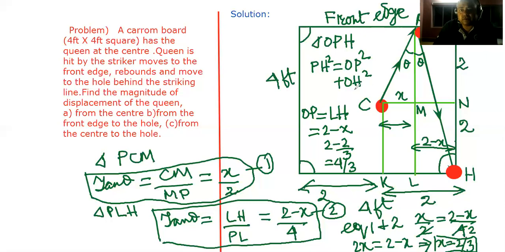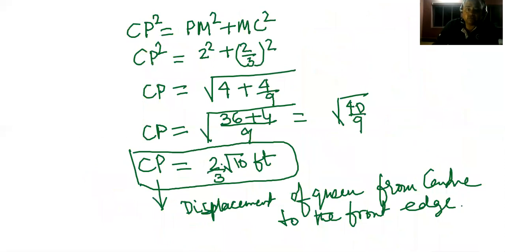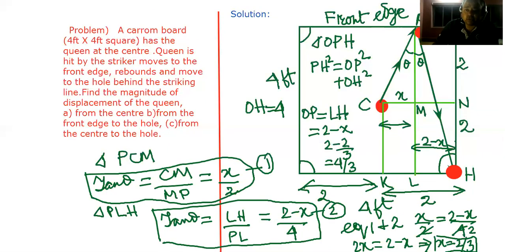And what is the measurement of OH? OH is nothing but 4. So I may write it over here, OH equals 4. If I use this Pythagoras theorem once again and put the values over here, instead of OP I will put 4 upon 3, and instead of OH I'll put 4. So let me move to the next page, and you will see properly that PH square is equal to OP square plus OH square.